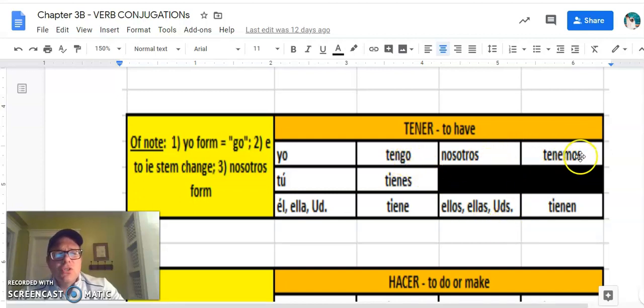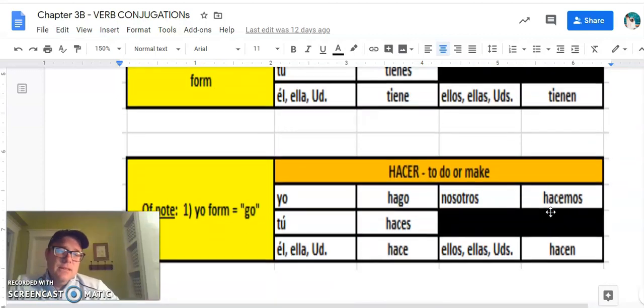We have the nosotros form, which doesn't stem change at all. It utilizes that original T-E-N stem change. And then we've got our actual stem changes, where the E in tener turns to an IE. All these are noted right over here in the yellow portion on these four verbs, okay? So if you took a look here, now all of a sudden we have tengo, tienes, tiene, tenemos, y tienen.